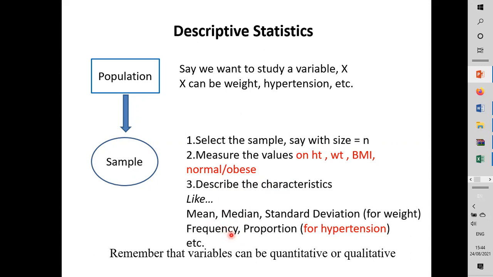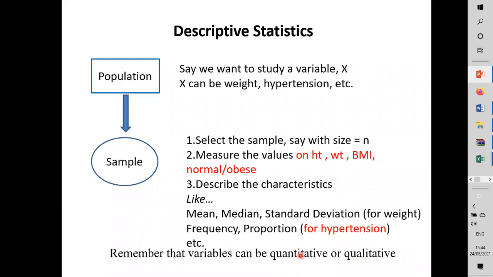Read the articles, right? So that's a class today. Given a population, they took a sample, they measured some variables. How to describe this? Variables can be quantitative or qualitative. Quantitative is numerical, so we can find the mean, the average. Qualitative we cannot find the average, so we use frequency and proportions, right?